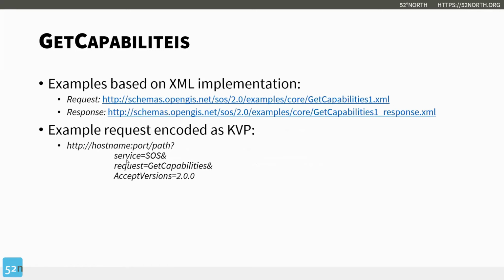Just a simple example of how such a capabilities request would look. You have the URL of your service, and then you append different types of parameters to the URL. You indicate that you are talking to an SOS, that you would like to use the SOS specification for communication. You express the operation name that you would like to call, and then you may also specify the protocol version that you would like to use for some kind of version negotiation. And then you will get the self-description of an SOS server.